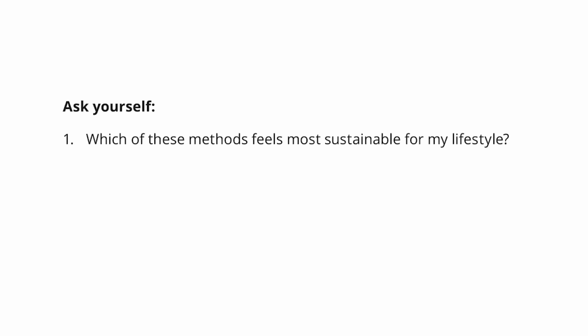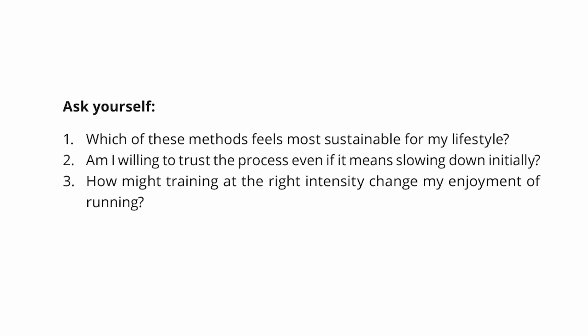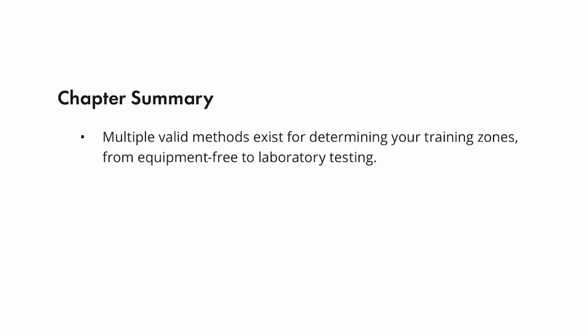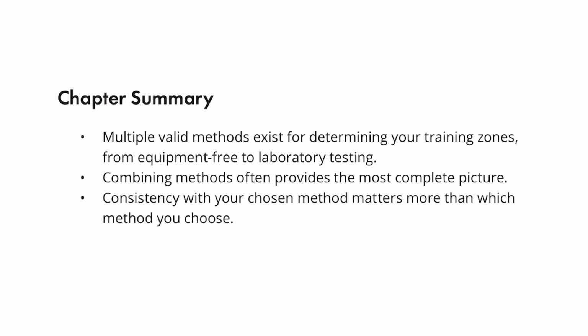Ask yourself, which of these methods feels most sustainable for my lifestyle? Am I willing to trust the process, even when that means slowing down initially? How might my training at the right intensity change my enjoyment of running? Chapter summary: multiple valid methods exist for determining your training zones, from equipment-free to laboratory testing. Combining methods often provides the most complete picture. Consistency with your chosen methods matters more than which method you choose.